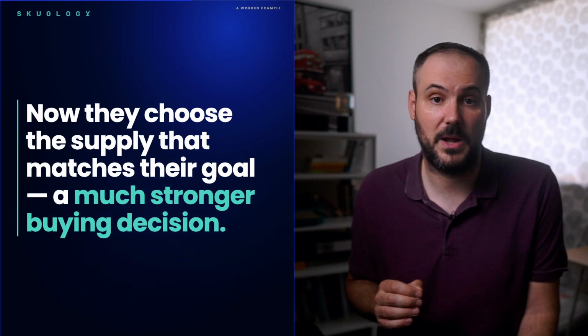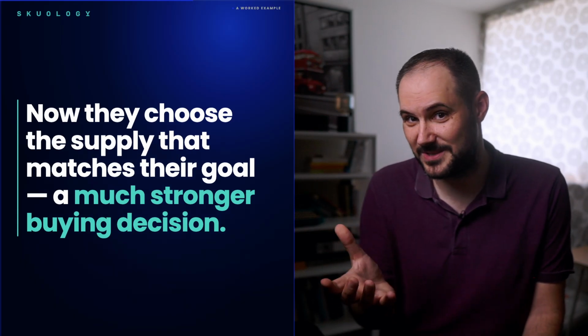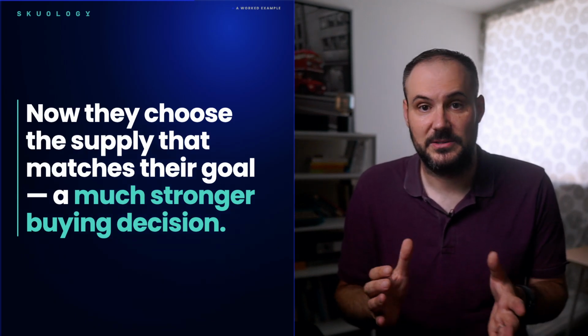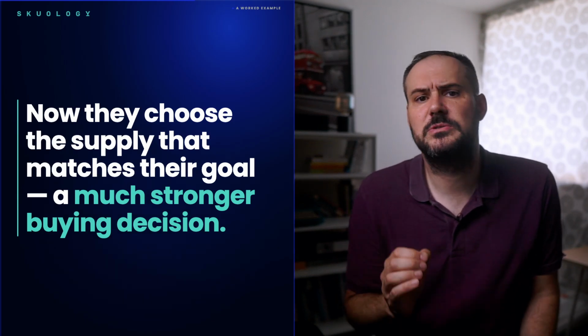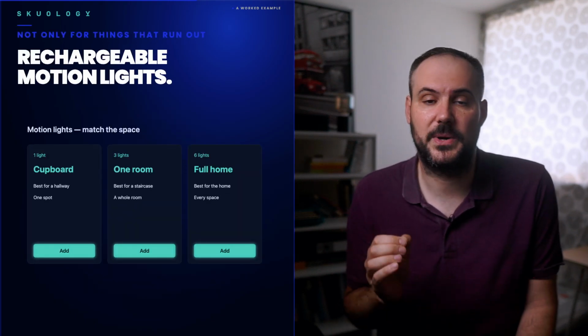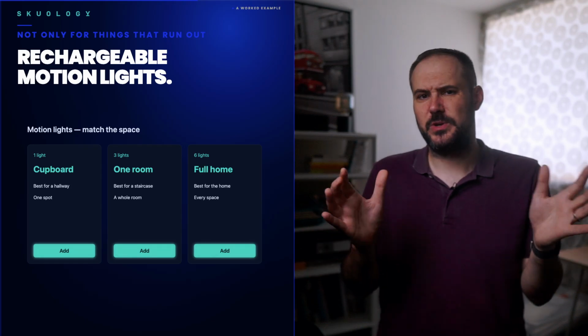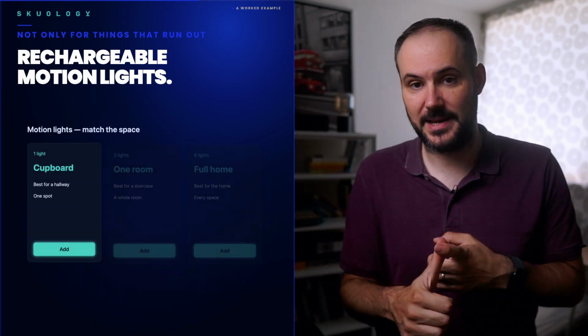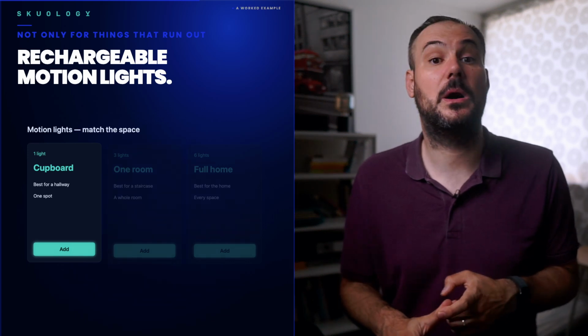Best price per bottle. Now the customer is choosing the supply that best matches their goal instead of deciding whether to press plus. That is a much stronger buying decision. Quantity offers are not only for supplements or products that run out. Imagine you sell rechargeable motion lights. Your options might be 1 light, best for a cupboard or a hallway.